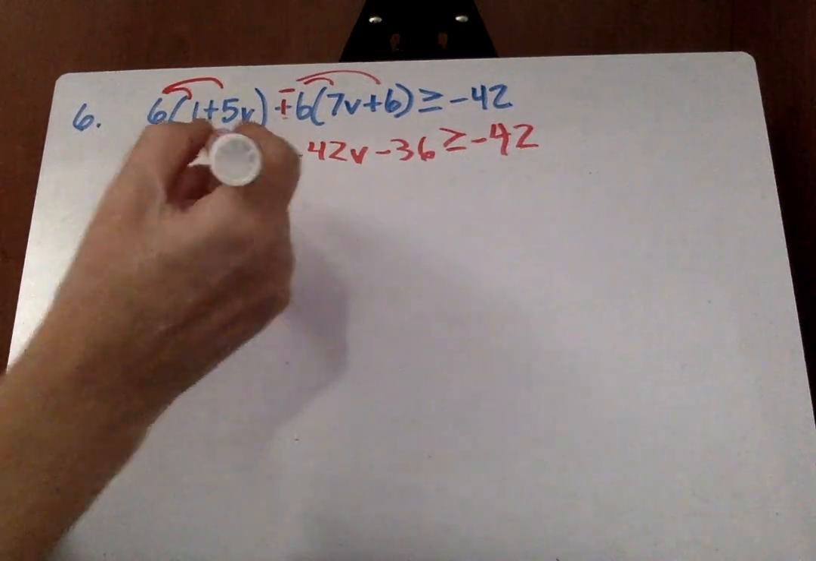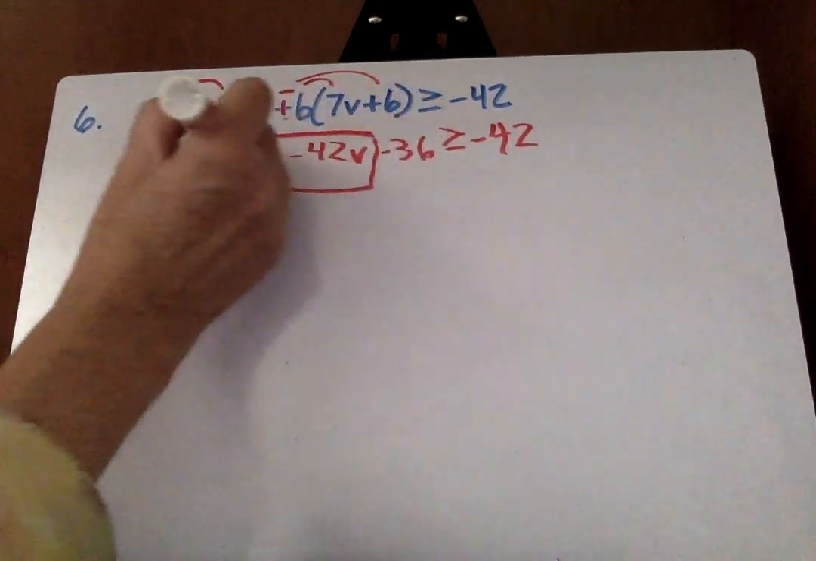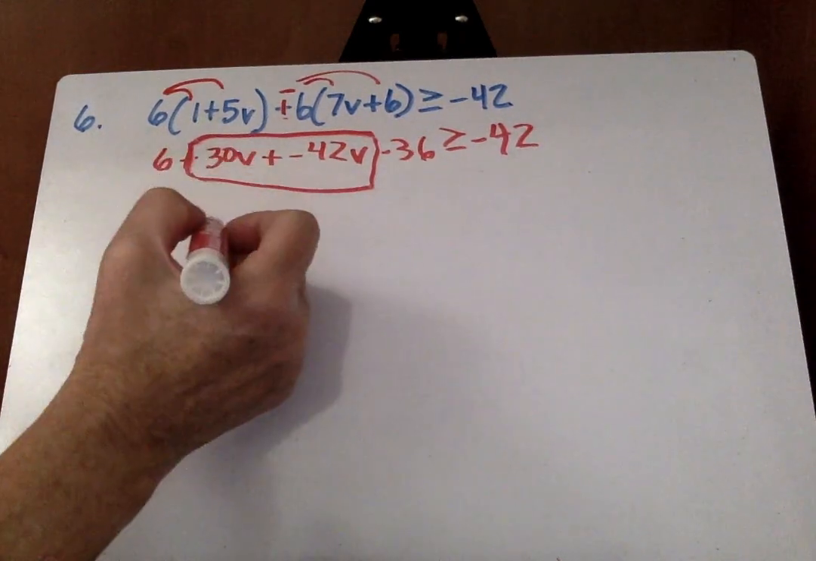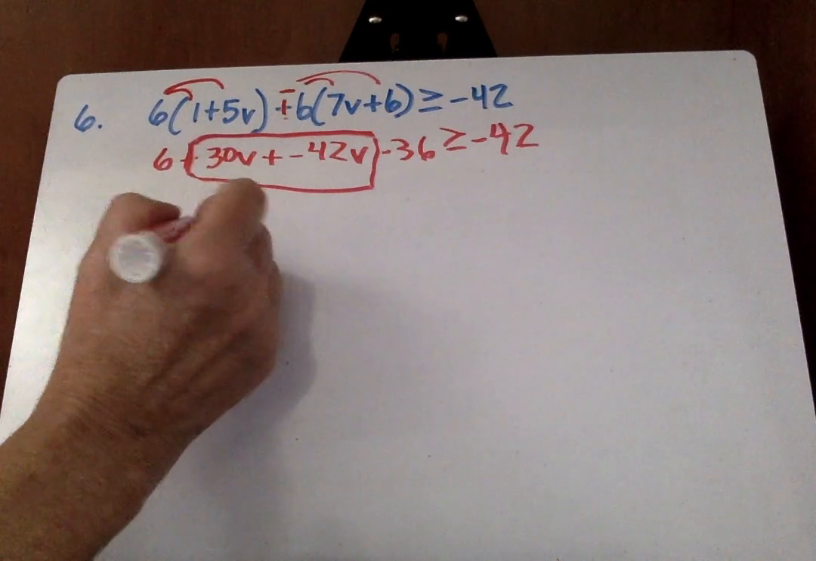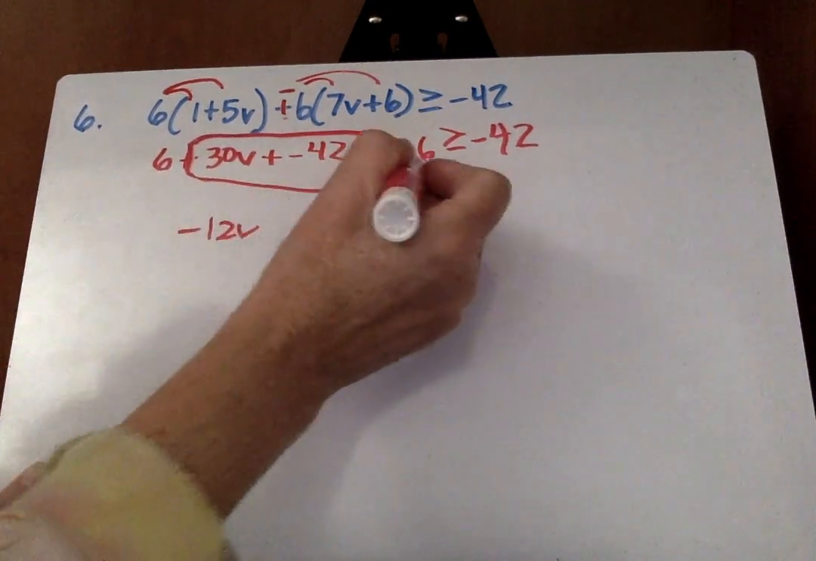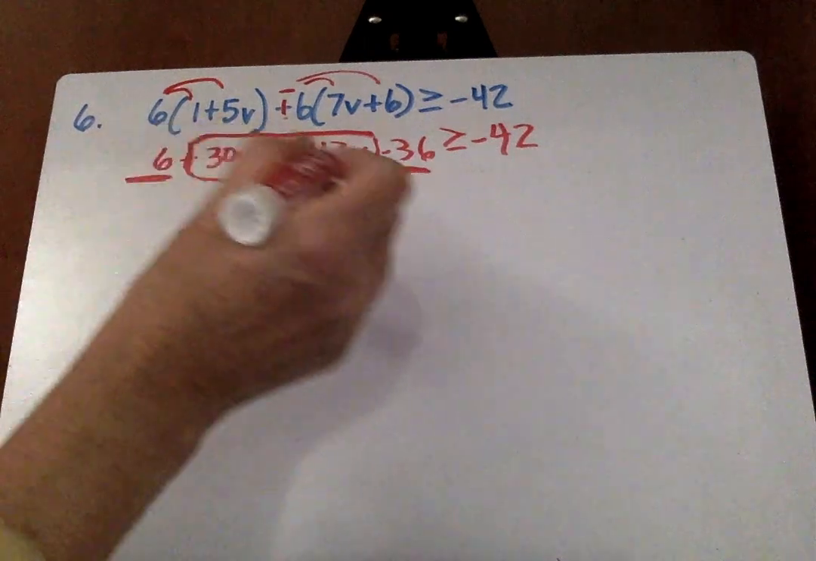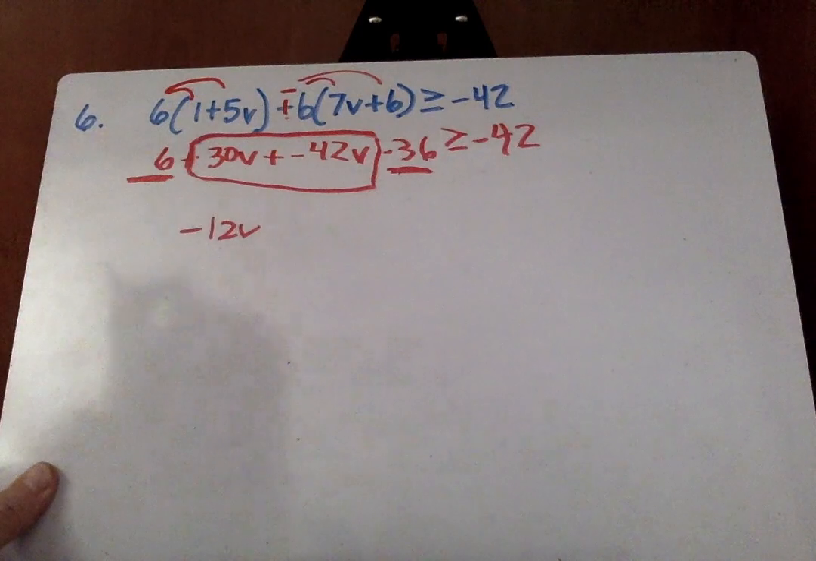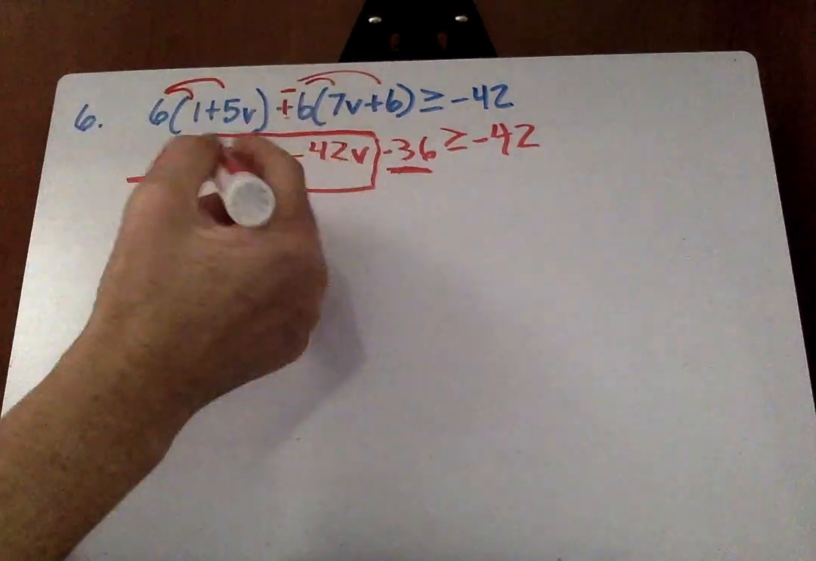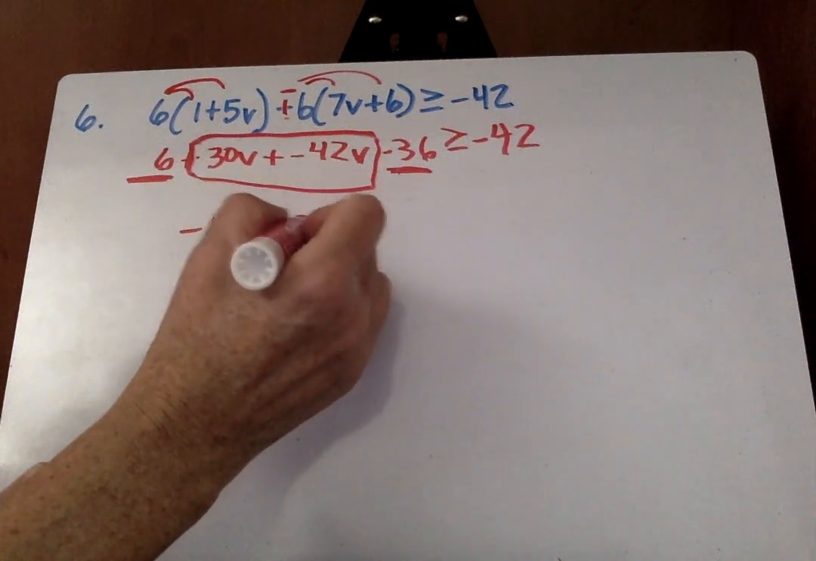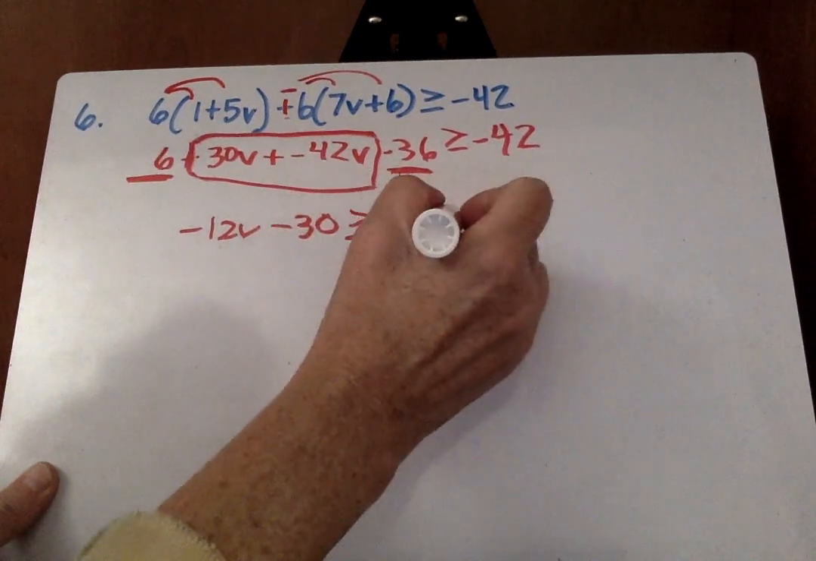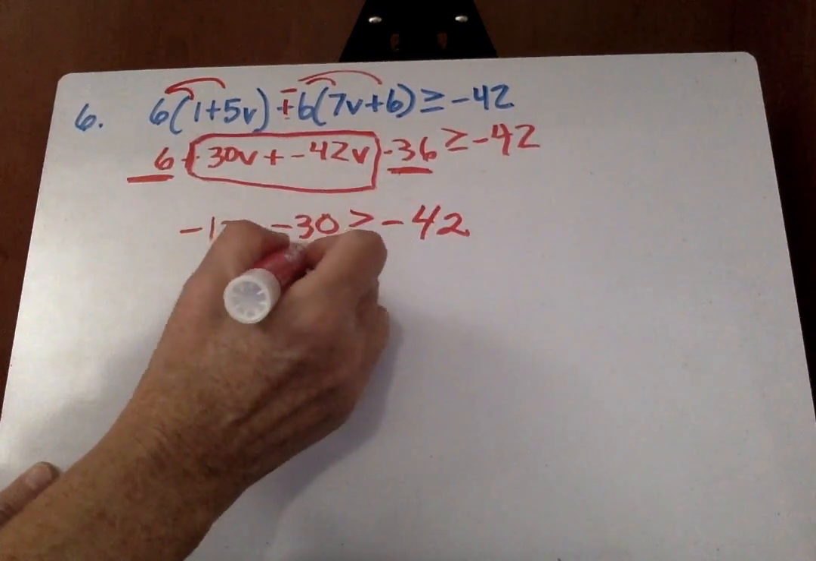Now we're going to combine like terms right here and here. So a positive 30 and a negative 42. Battle or a party? It's a battle, so we subtract: negative 12v. Now we also have negative 36 and a positive 6. We're going to combine those two. If they're on the same side, one has a negative and positive. Is that a battle or a party? It's a battle. We have to subtract. When we subtract, the negative wins the battle, so it's minus 30. Now we're going to add 30 to both sides.